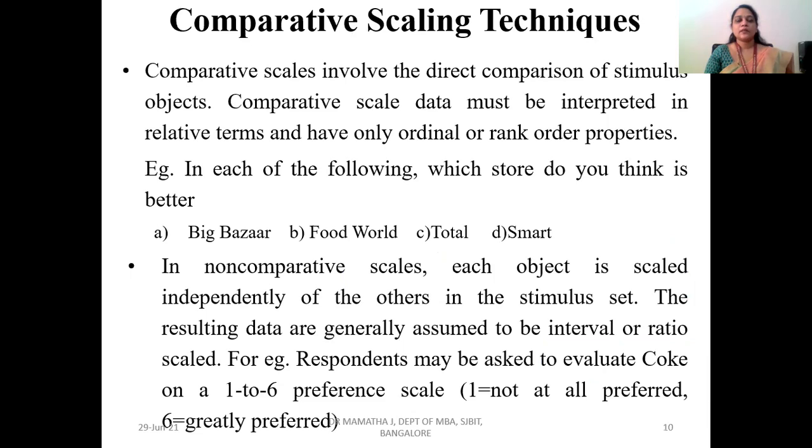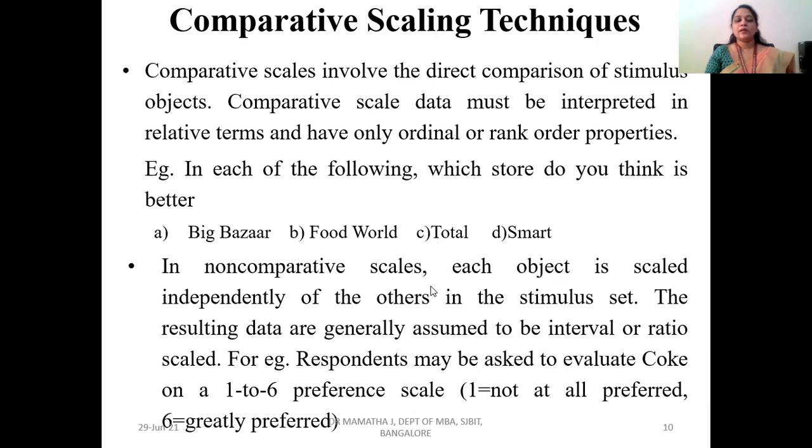Coming to comparative scaling techniques, this involves the direct comparison of the objects. Here the data must be interpreted in relative terms, and only ordinal or rank order properties are used. For example, which store do you think is better? We'll give them a list of names of these stores: Big Bazaar, Food World, Total Mall, or Smart. Now we want to compare between each store.